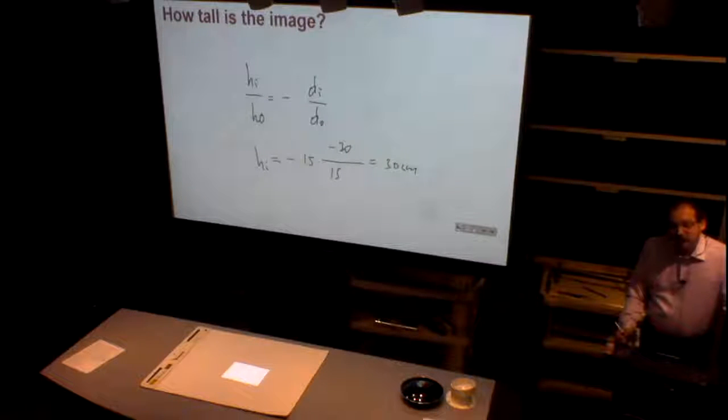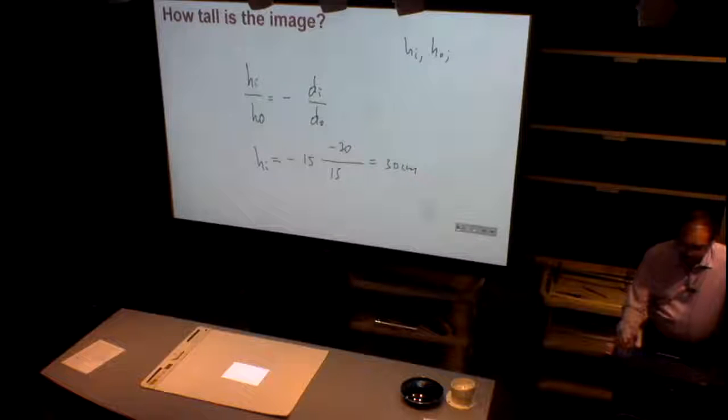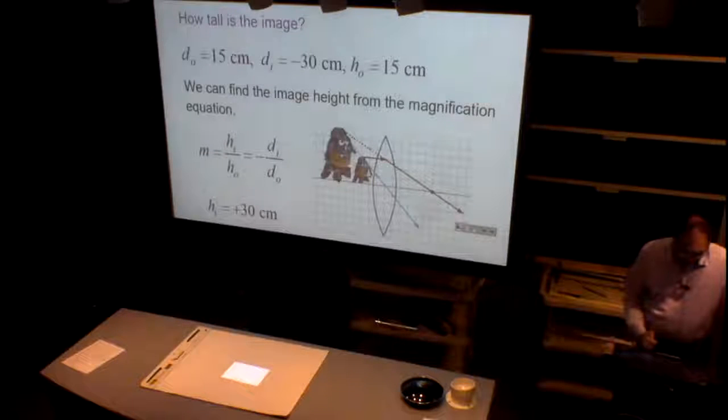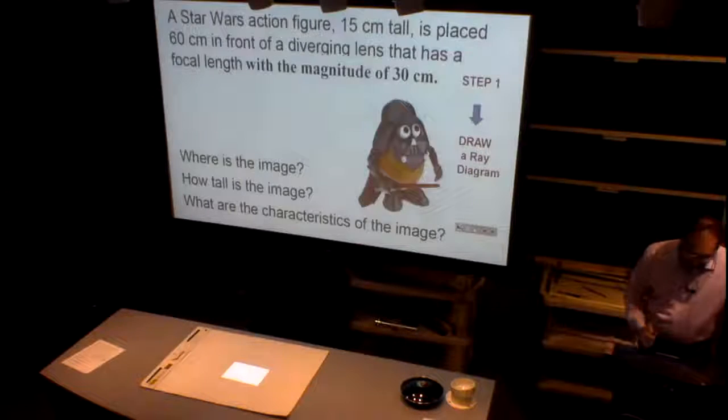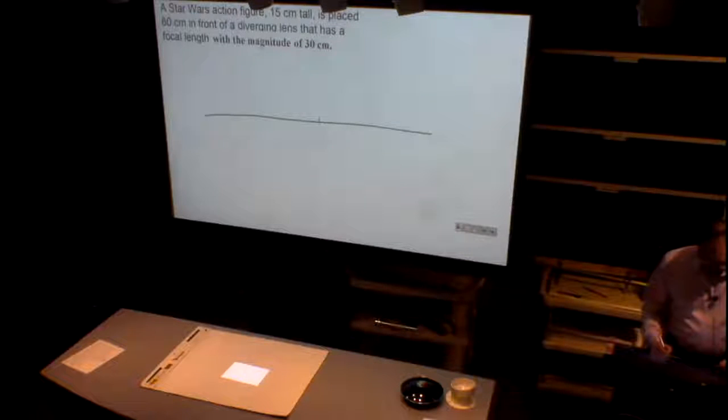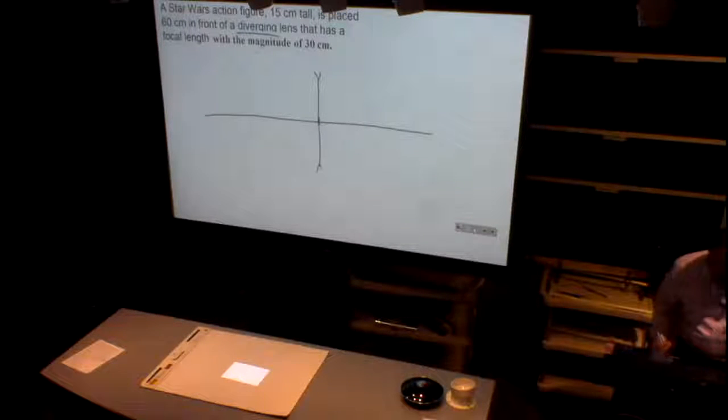Sometimes we may need to use this equation backwards. Sometimes we actually know HI, we know HO, and let's say DI, but this equation would give us how to calculate DO. So this equation relates four variables. As long as we know three of them, we can always calculate the fourth. Oh, I was right. I'm going to draw a diagram, and then probably that's going to be it. So, principal axis, the location of the lens. The lens, what kind of a lens? Diverging.